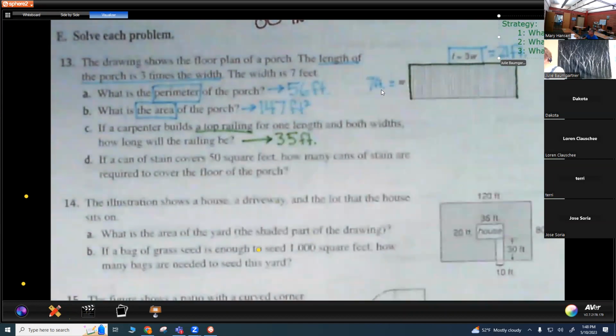Okay, and then finally, if a can of stain covers 50 square feet, how many cans of stain are required to cover the porch? Okay, how'd you get 3 cans?